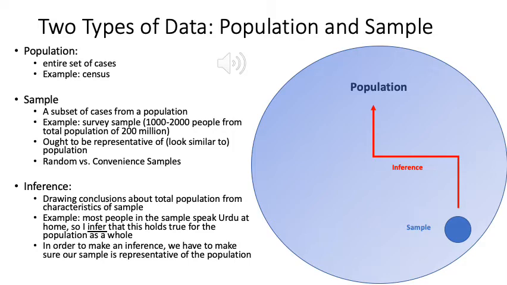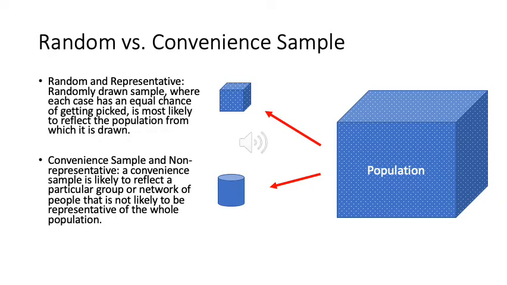So in the sample that I took online, most of you spoke Urdu as your native language at home. So one could infer that this is the case for all FC students, if the sample of my political science students is representative of the entire FC college population. So in order to make an inference, in order to draw conclusions, we have to make sure our sample is representative.